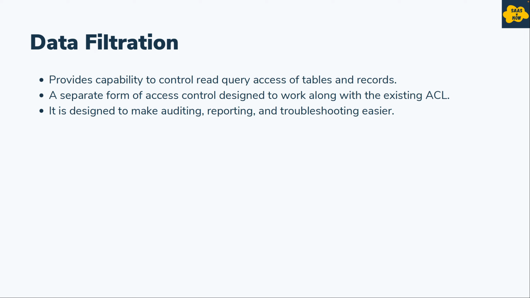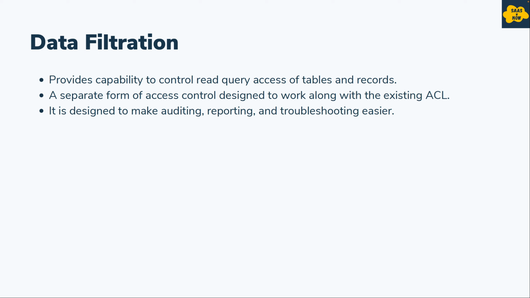It is a separate form of access control designed to work along with the existing ACL in ServiceNow Platform, which is another feature to control access in the platform. Data filtration denies access to the tables and records that do not match subject attributes defined in the rules. Data filtration is designed to make auditing, reporting, and troubleshooting easier.